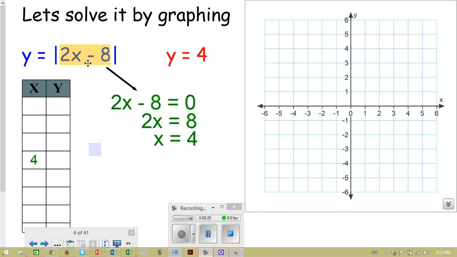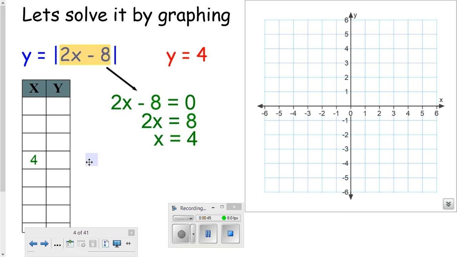To graph the absolute value side, we want to take a look at what's on the inside of our absolute value, set it equal to 0, because an absolute value graph is the shape of a V. Looking at when the inside is going to be 0 allows us to find the point of the V, and then we can try points on each side. So we set the inside equal to 0, add the 8 to both sides, divide by the 2, and we get 4.